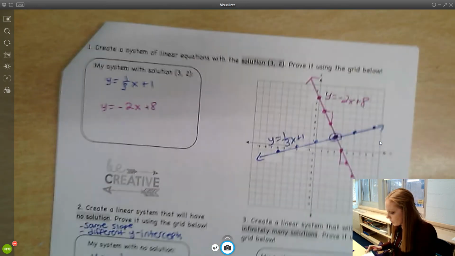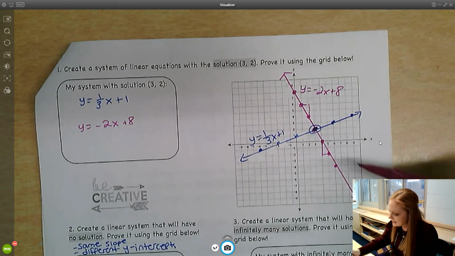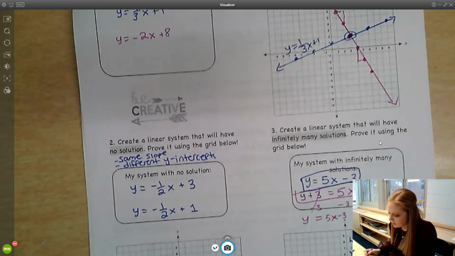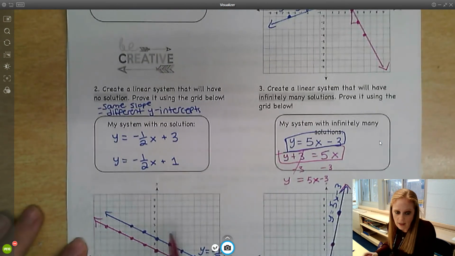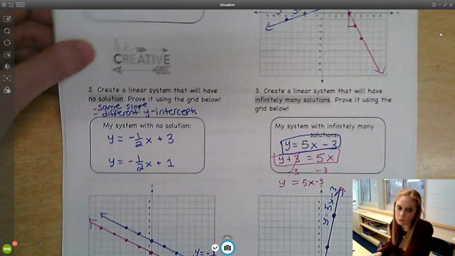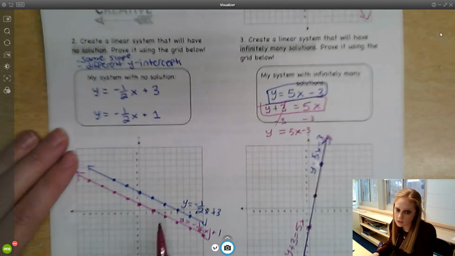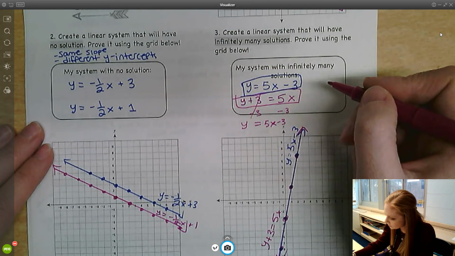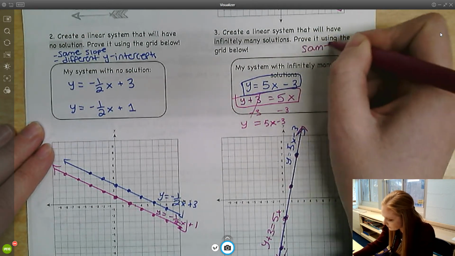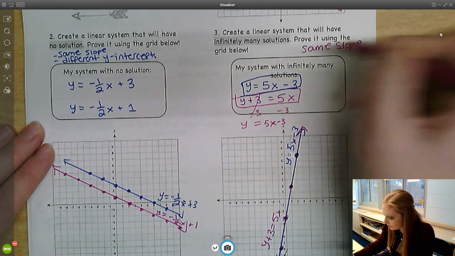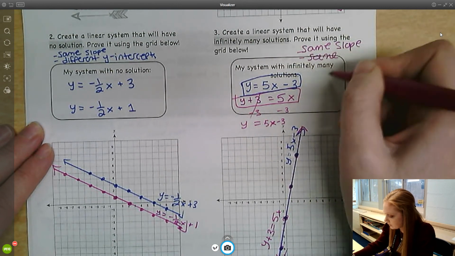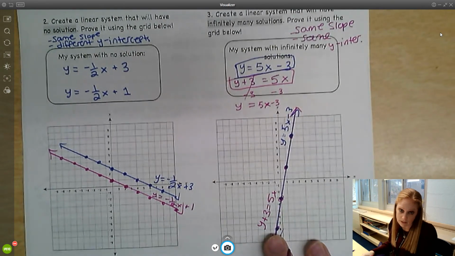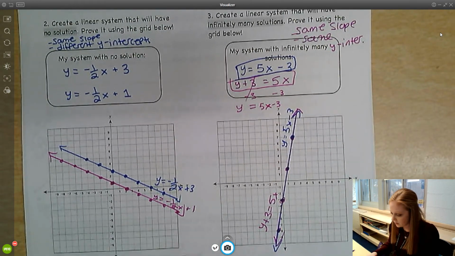All right, so just as a quick recap, one solution is when they cross once, they intersect once because they have different slopes. No solution is when they are parallel. They have the same slopes but different y-intercepts, never cross. And infinitely many solutions is when they have the same slope and the same y-intercept. So we'll just add that real quick. They're basically the same line. Same slope, same y-intercept, same line. They're infinitely many solutions because they're on top of each other.